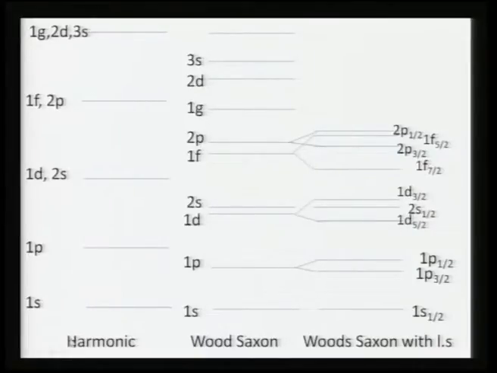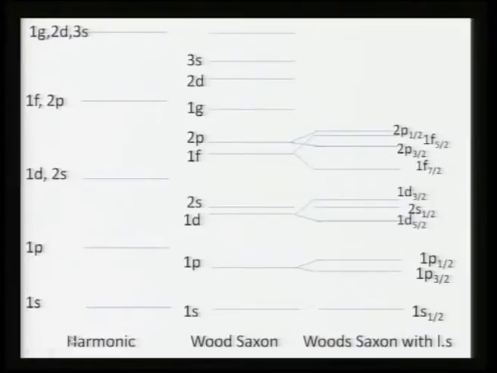Okay. So, 1f has split in two parts, one f 7 by 2 and one f 5 by 2, 5 by 2 going up, 7 by 2 coming down. 2p has also split in two parts, p 3 by 2 and p 1 by 2, and the structure that we have drawn is that 2p 3 by 2 is coming between f 7 by 2 and f 5 by 2.